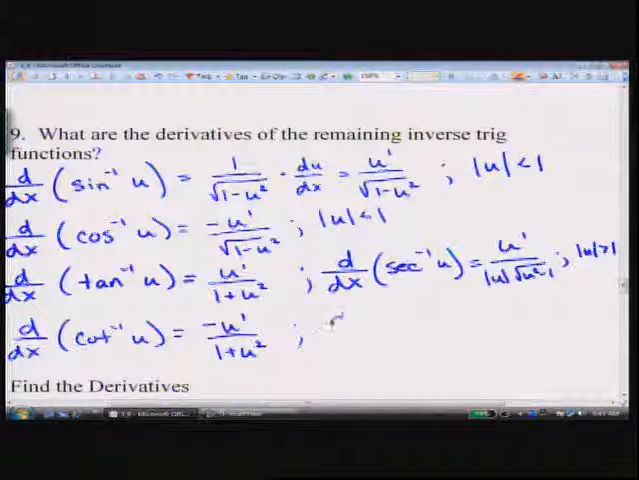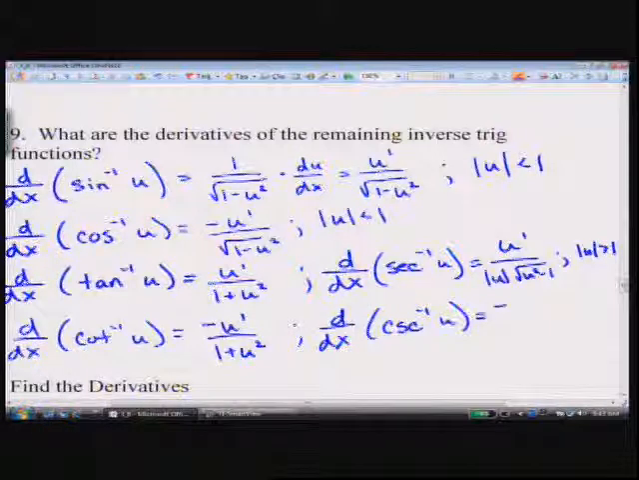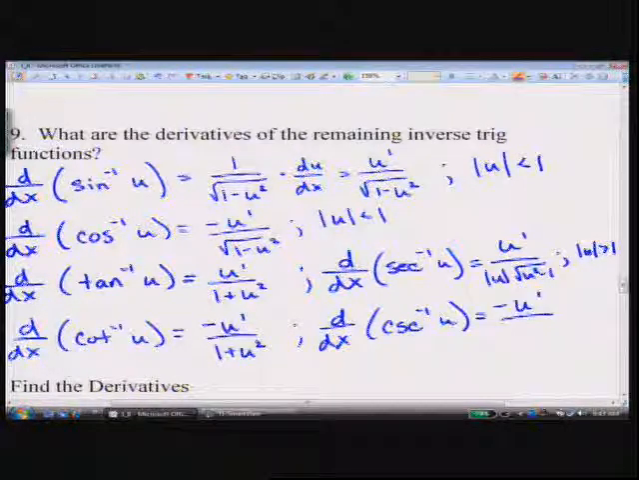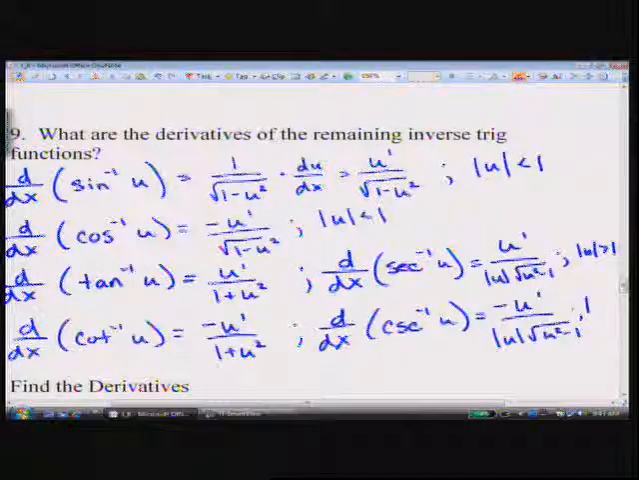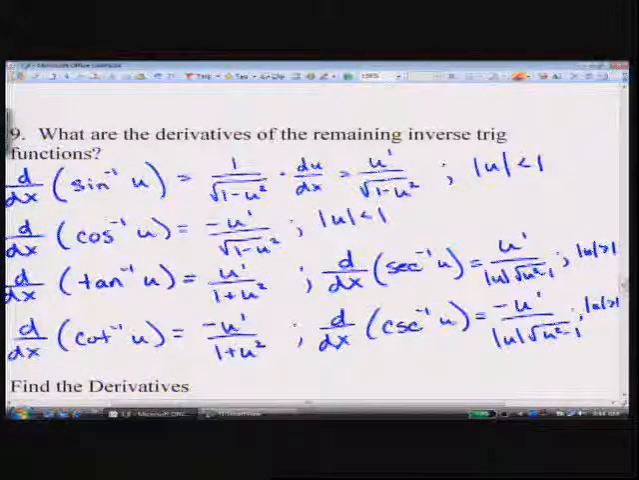And the derivative with respect to x of the inverse cosecant of u is equal to the same as the secant, but with a negative. Negative u prime over the absolute value of u times the square root of u squared minus 1, with the absolute value of u greater than 1 as your restriction. Okay? So now we have all of our derivatives of the inverse cosine, sine, tangent, secant, and cosecant functions. You also know e to the x and ln x and all the sine, cosine, tangent functions, so you can just go to town with the derivatives, which is what we are going to do now.